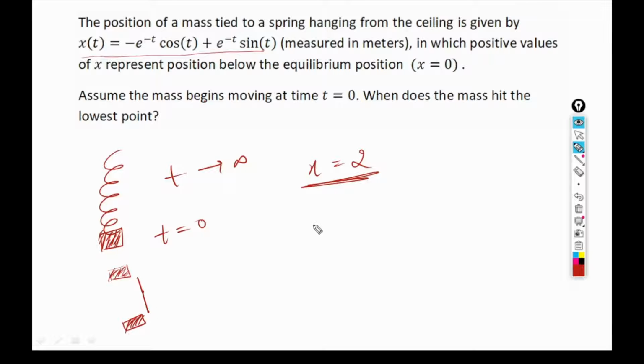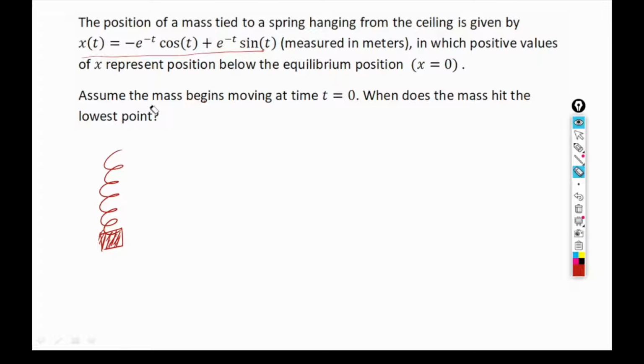Okay, if x is equals to -1, that means we are 1 unit above the equilibrium position. So that means we are somewhere here, 1 unit above the equilibrium position. And what is the equilibrium position? Equilibrium position is the position of the mass when t tends to infinity. So now we have understood the process, so let's move forward.